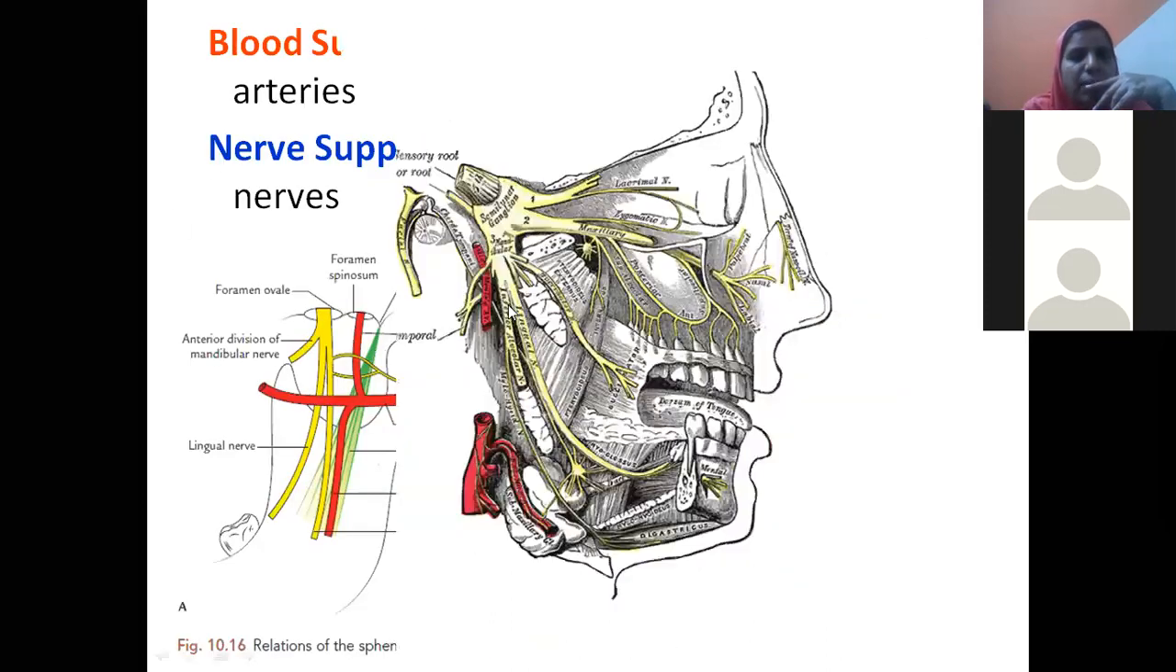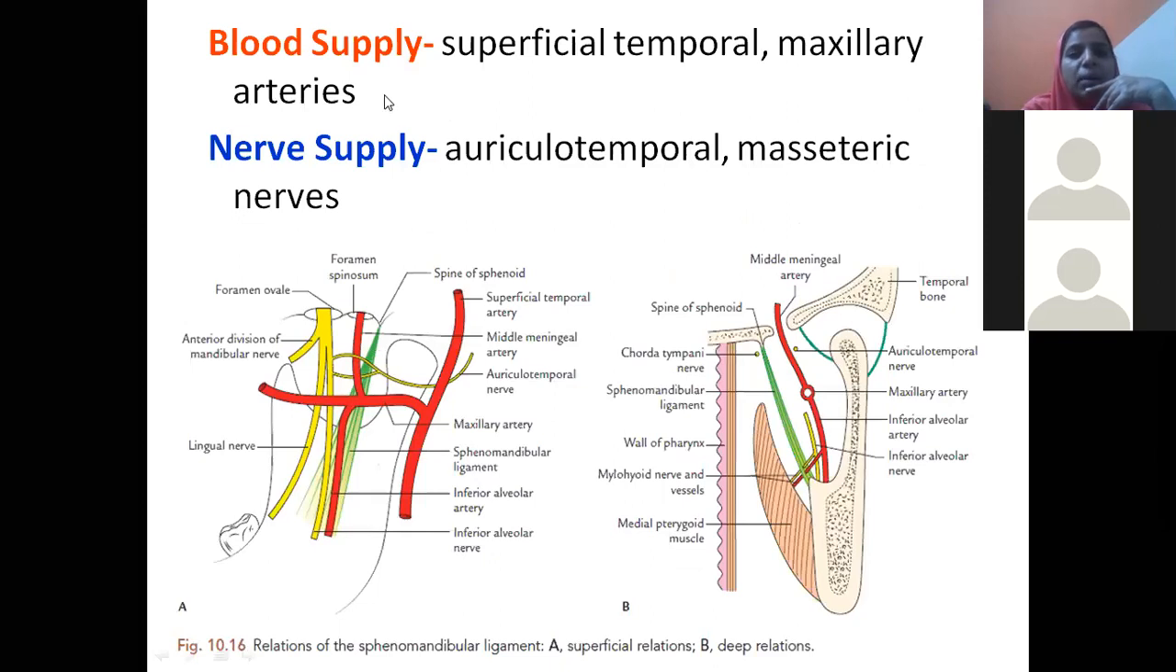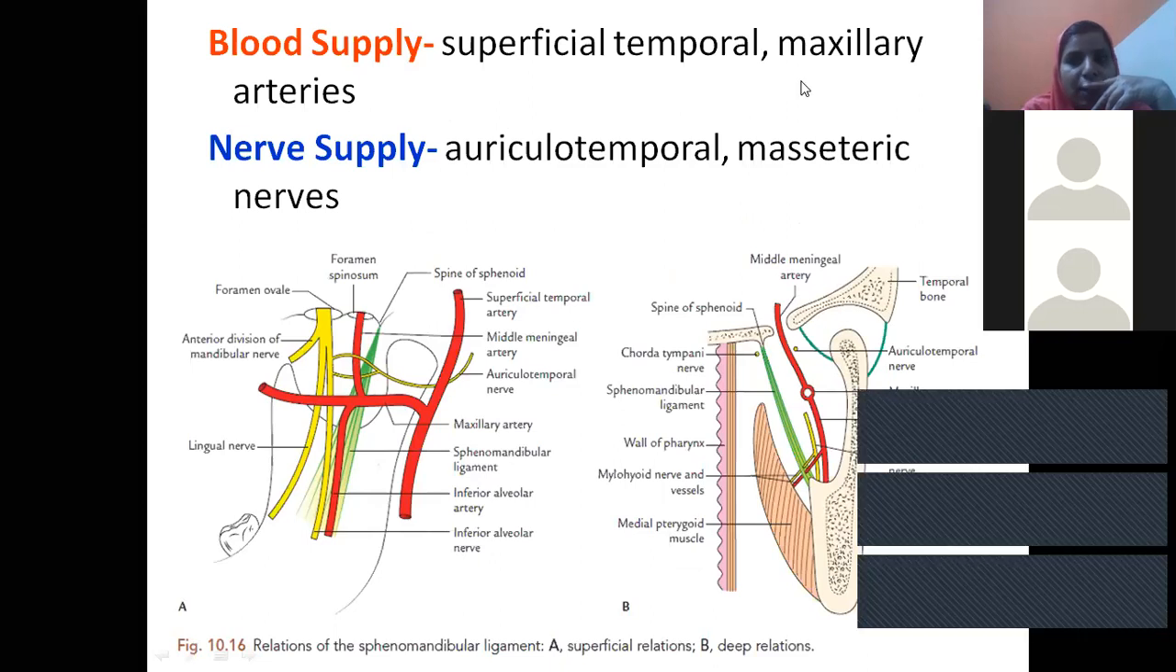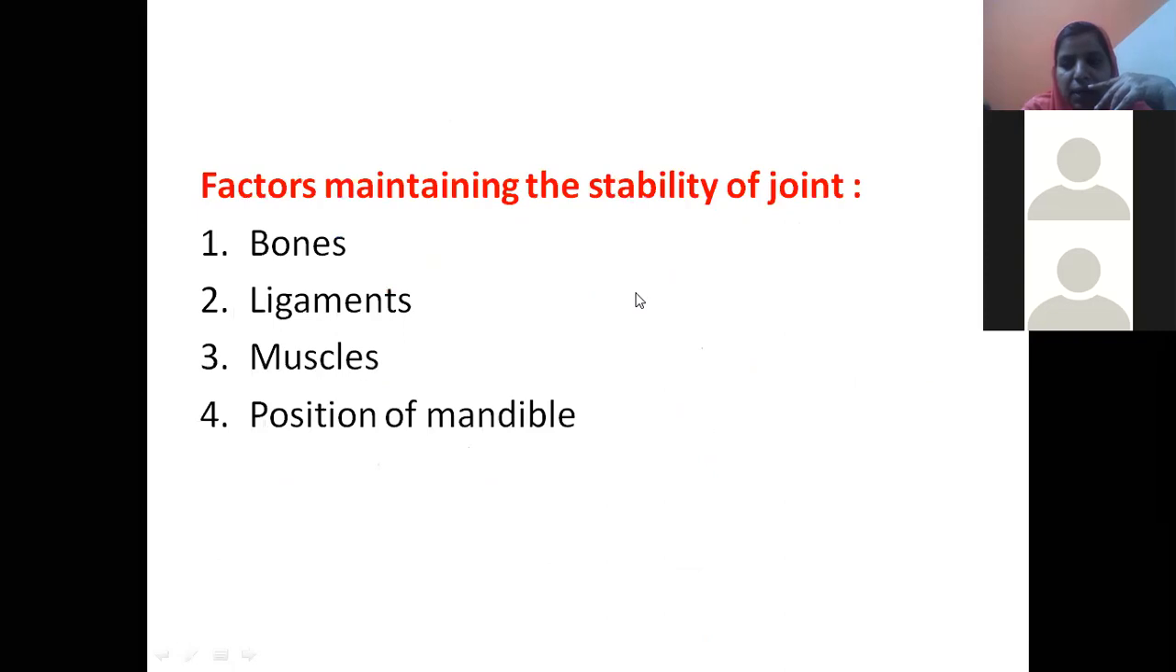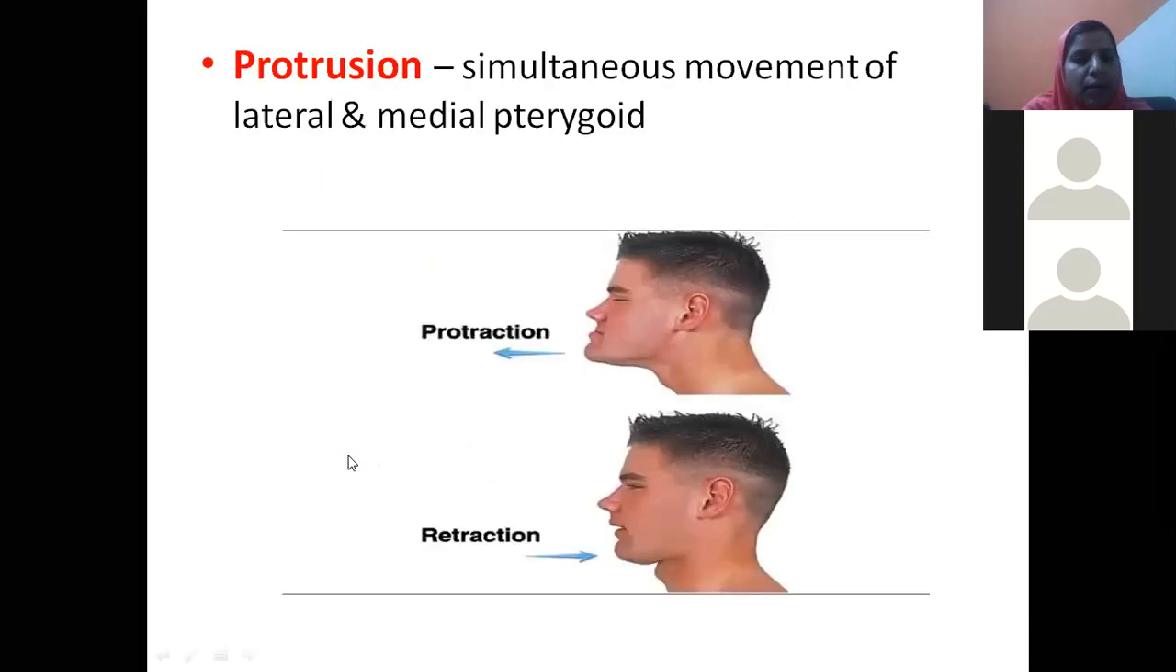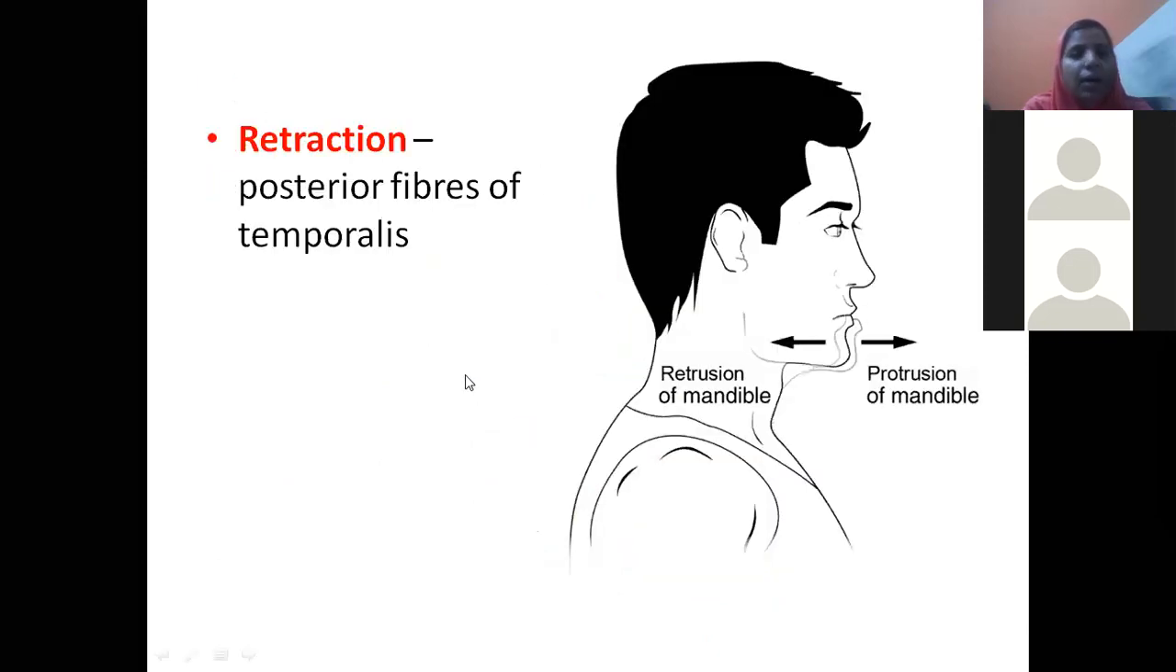Now coming to the blood supply of the temporomandibular joint, what are the nearby blood vessels we have? Superficial temporal artery, maxillary artery. Nerve supply, auriculotemporal nerve, masseteric nerve. Then factors maintaining the stability of the joint: bones, surrounding ligaments, muscles, and also the position of the mandible. Now coming to the various movements, protrusion: the simultaneous action of medial and lateral pterygoid. Retraction: posterior fibers of temporalis.